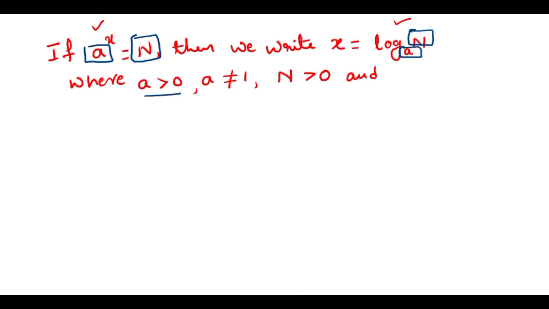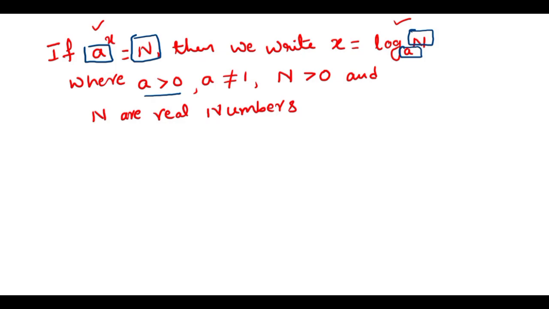So if you want to take a screenshot, this is a very important definition for logarithm. If a power x is equal to n, then we write x is equal to log n base a, where a is greater than 0 and a is not equal to 1, and n should be greater than 0, meaning a positive number. And n should be a real number. Real numbers mean natural numbers, whole numbers, integers, rational and irrational numbers. These all together are called real numbers. So this is the definition of a logarithm.